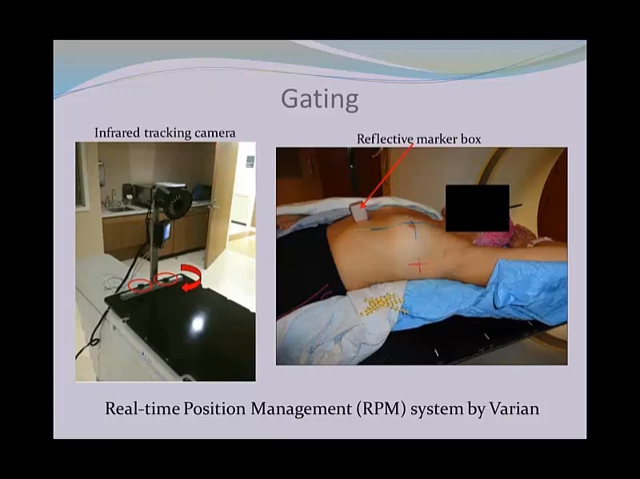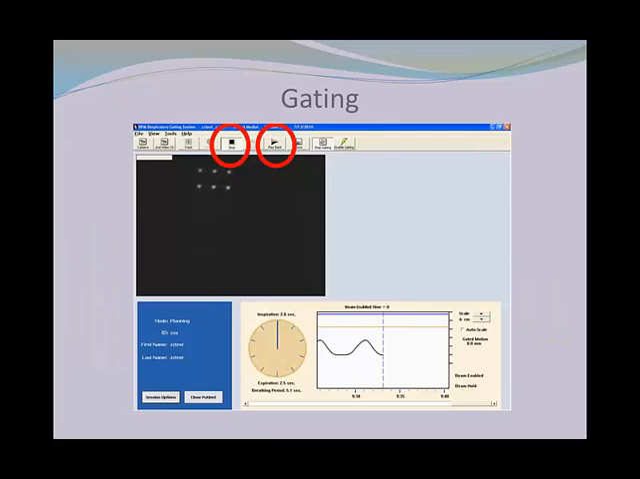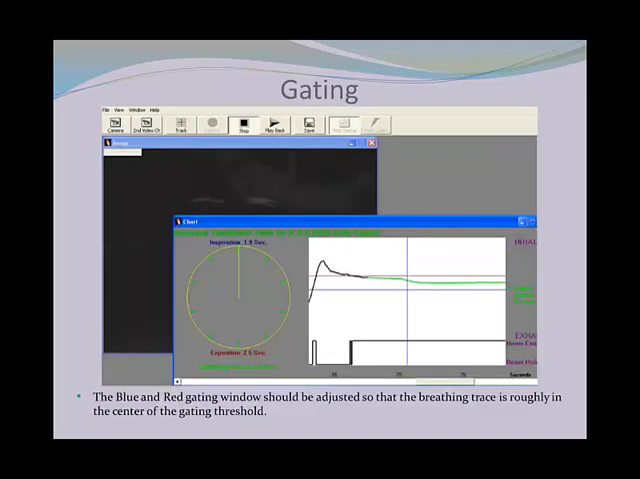Once the patient stabilizes his or her breathing, we ask the patient to hold the breath. When the patient holds the breath, you get this flat line on the breathing trace. Once the line flattens out, what we want to do is set the threshold, which is the area in between the red line and the blue line, so that the breathing trace is roughly in the center of the threshold. This threshold is what determines when the beam is on and when the beam is off.